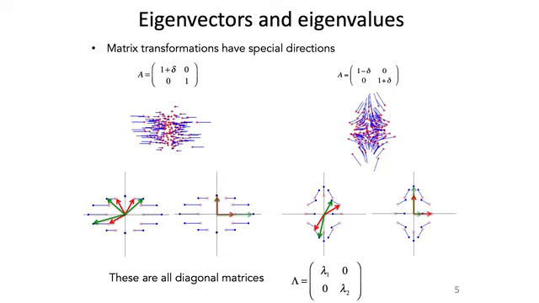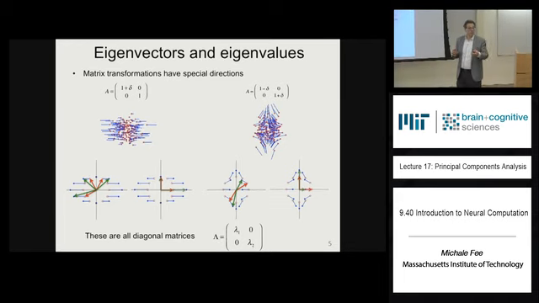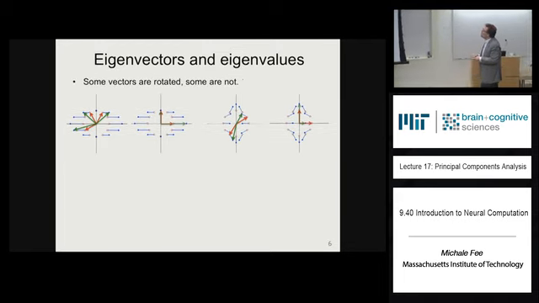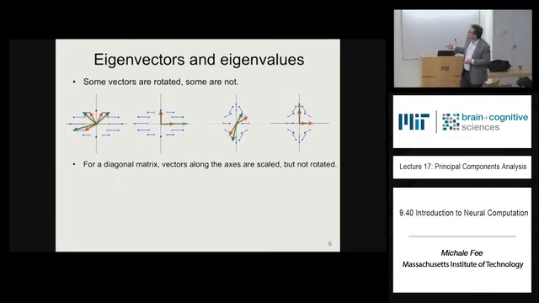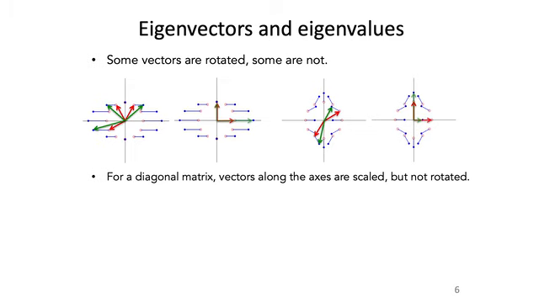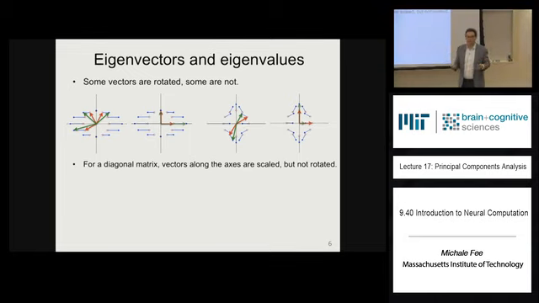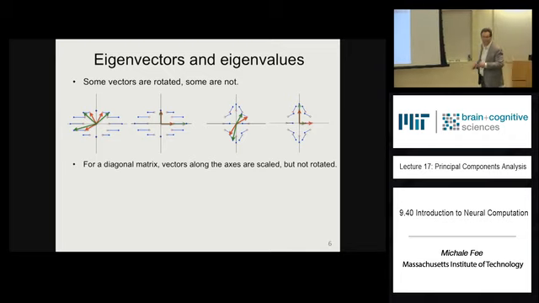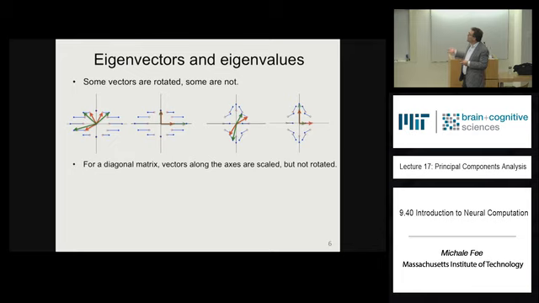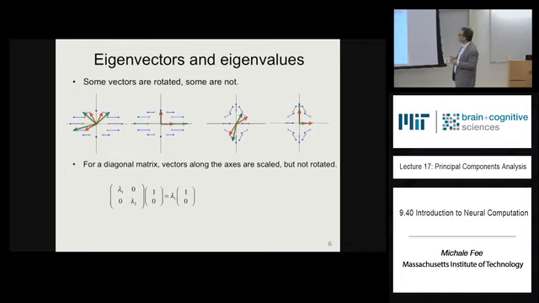So these transformations here are given by diagonal matrices, where the off-diagonal elements are 0, and the diagonal elements are just some constant. For all diagonal matrices, these special directions, the directions on which vectors are simply scaled but not rotated by that transformation, are the vectors along the axes, along the x-axis or the y-axis.